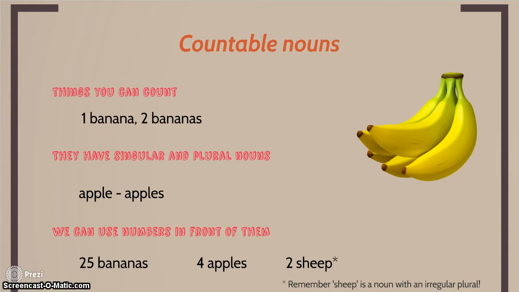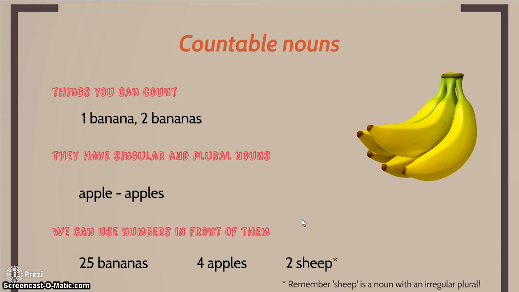Countable nouns. What are countable nouns? Countable nouns are things that we can count, like for example, bananas. These are bananas. Here's 1 banana, 2 bananas, 3 bananas, 4 bananas, and 5 bananas. We can count them. Because we can count these nouns, we have singular and plural forms. For example, apple, 1 apple, an apple, or apples.